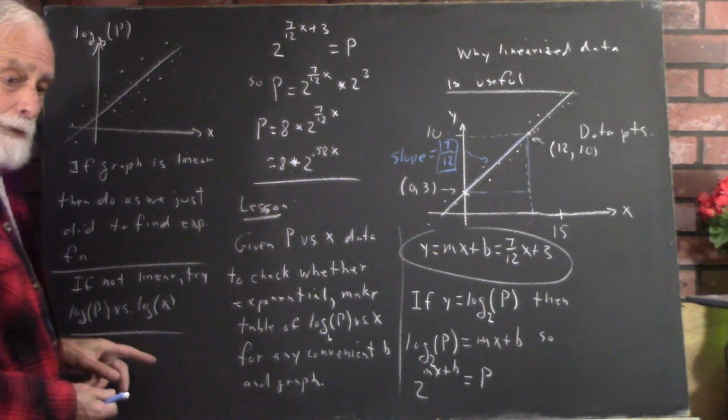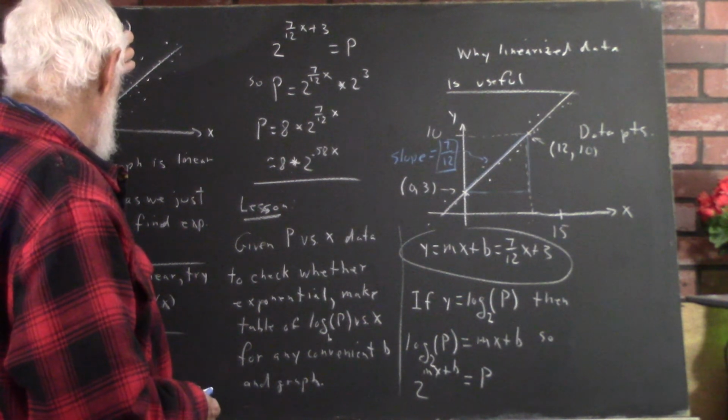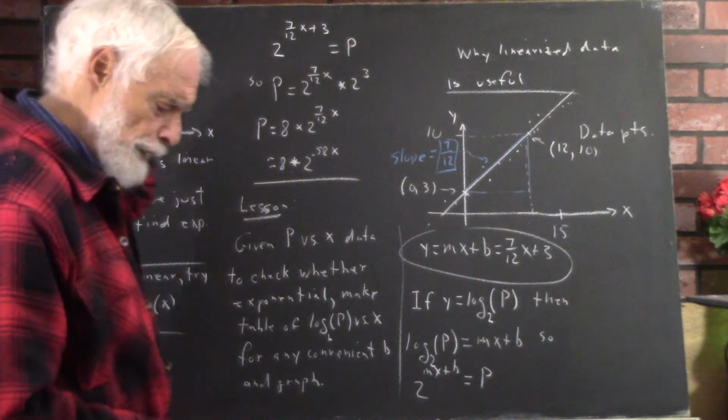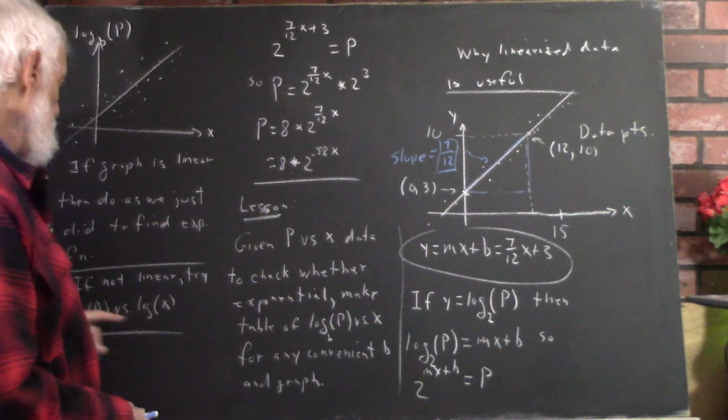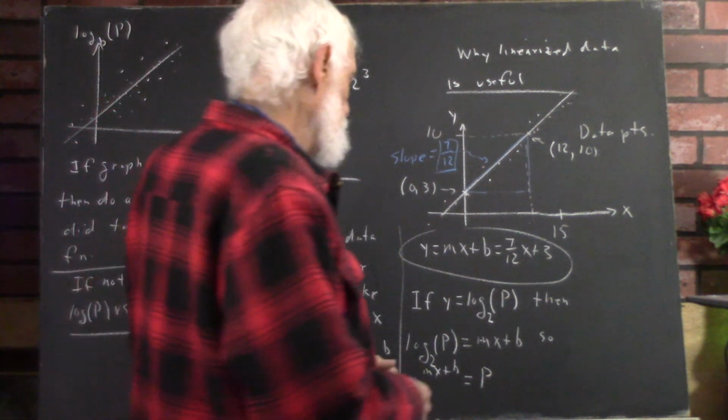Okay, so let's see what happens if the log p stuff isn't linear, okay? But maybe the log of p versus log x is linear. So let's start with the log of p versus log x being linear.